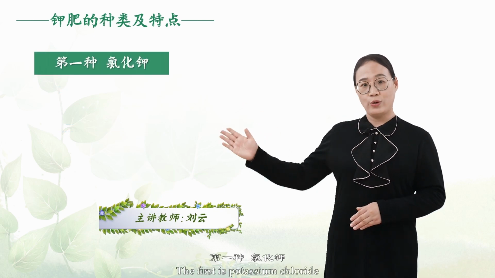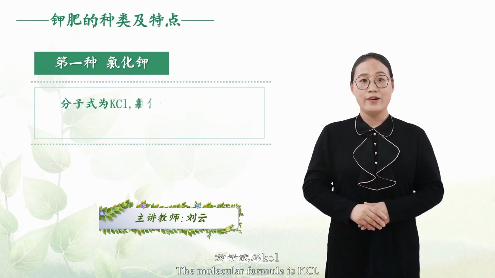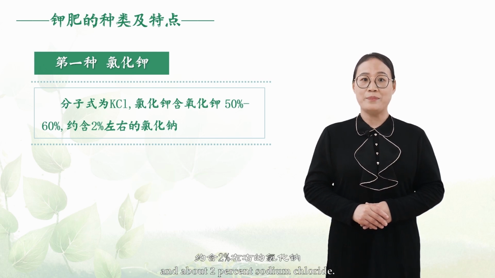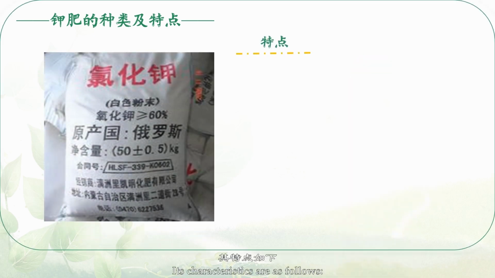The first is potassium chloride. The molecular formula is KCl. It contains 50 to 60% potassium oxide and about 2% sodium chloride. Its characteristics are as follows.